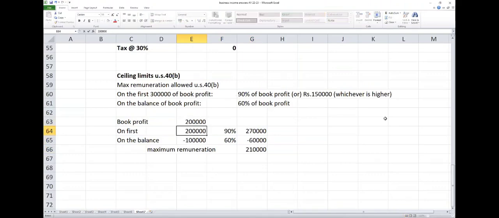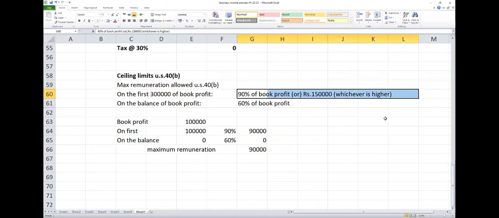On the first 3 lakhs, the book profit available is 2 lakhs. So on 2 lakhs, 90%. 1 lakh 80 is the maximum allowed. 90% you can take in the name of remuneration. Book profit is 1 lakh. Allowed 90%, 1 lakh. Now you have to read this.